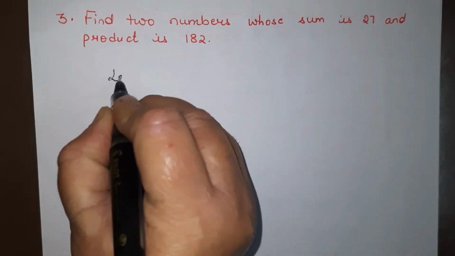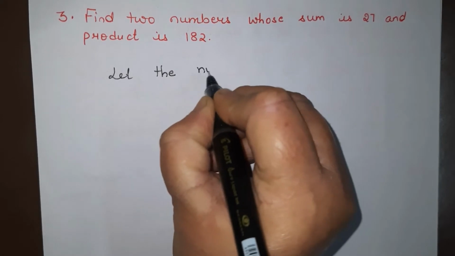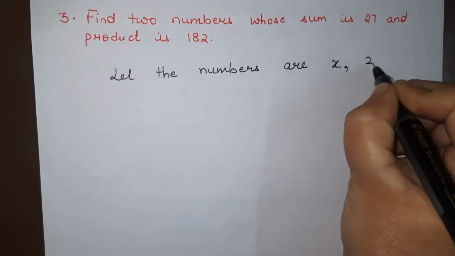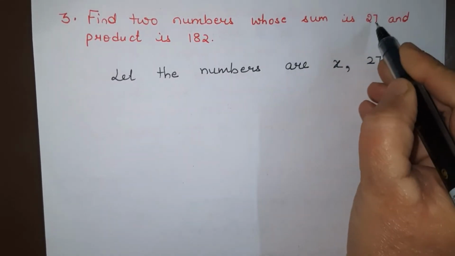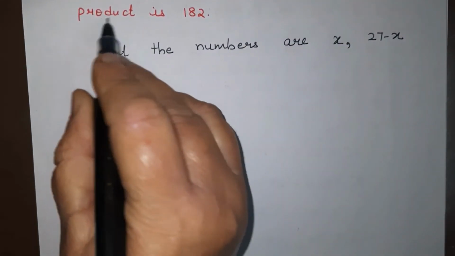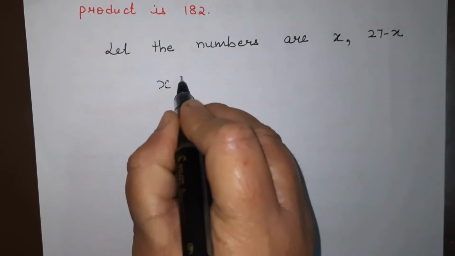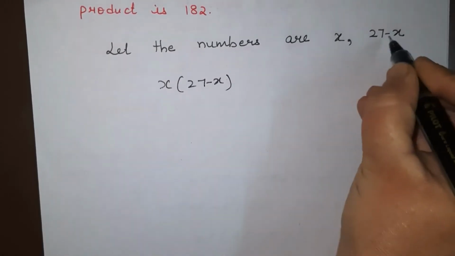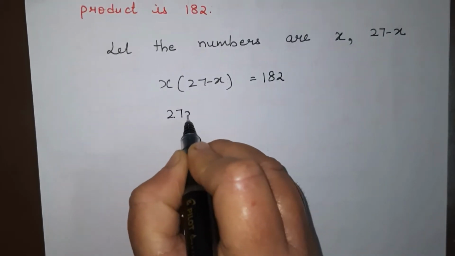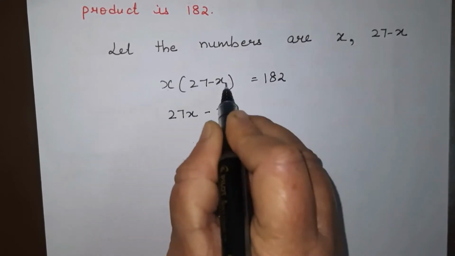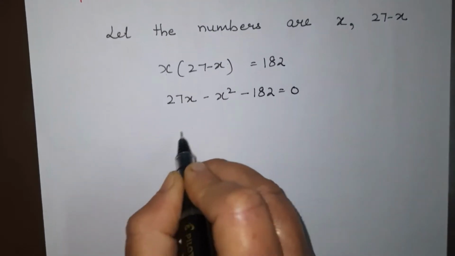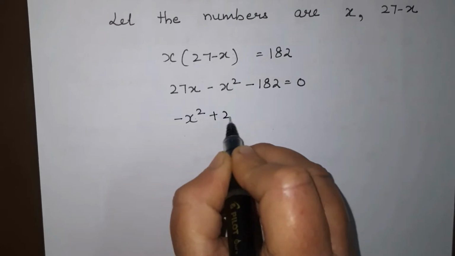So we will start with, let the numbers be x and 27 minus x. Since the sum is 27, if we take one number to be x, the other number will be 27 minus x. Now their product is given to be 182. That is, when we multiply x and 27 minus x, the answer is 182. When we multiply it, we get 27x minus x square. x into x is x square. 182 we can take to this side. So the equation will be like this.